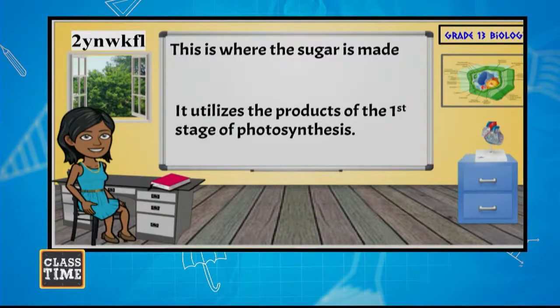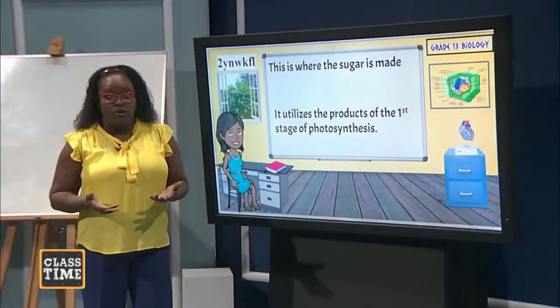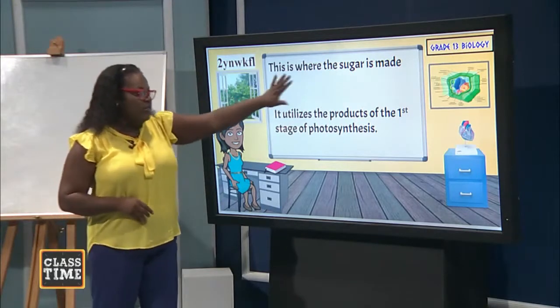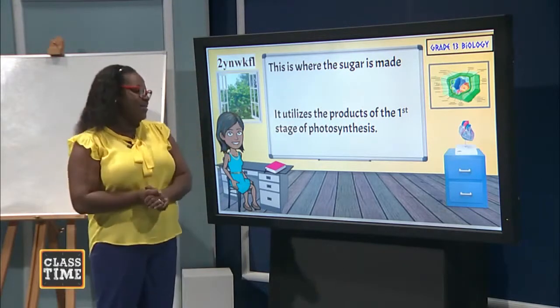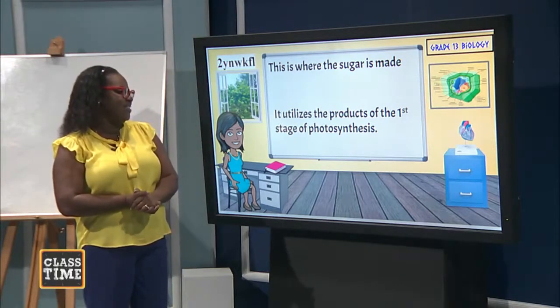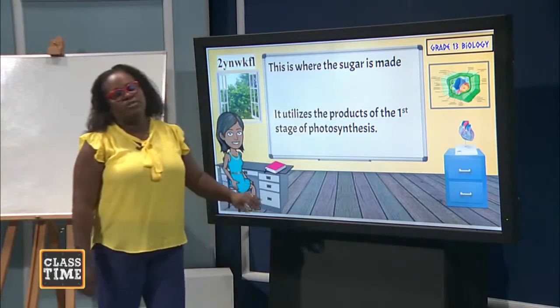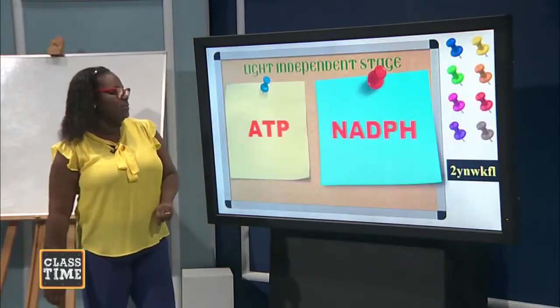The purpose of photosynthesis is to make sugar, or to make food for plants. That is how plants make their food. So therefore, this is where the purpose of photosynthesis is fulfilled. And it utilizes the products of the first stage of photosynthesis. We are going to show that as well.